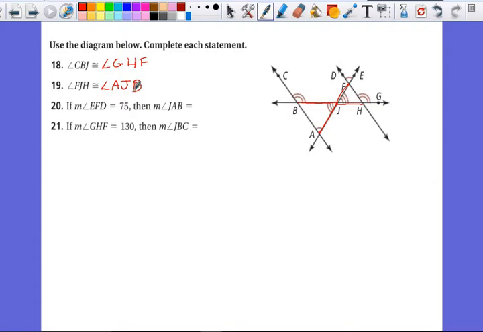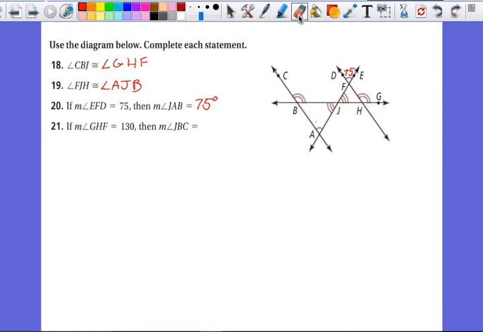All right? Now, you'll notice for this next part, they actually give us numbers. So we actually got to find the number that it would be. So they're telling us that EFD, which is right here, is 75 degrees, which has how many markings on it? 1. They want us to find the measure of JAB, which is right here. It also has 1 mark. Therefore, it would also be 75 degrees.